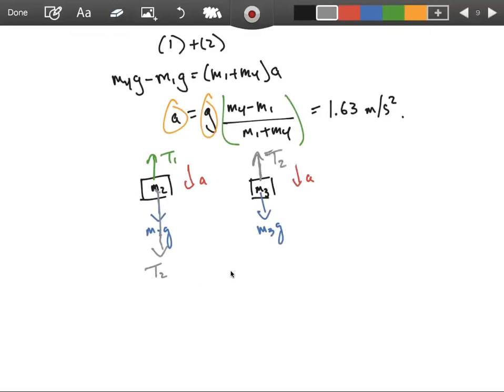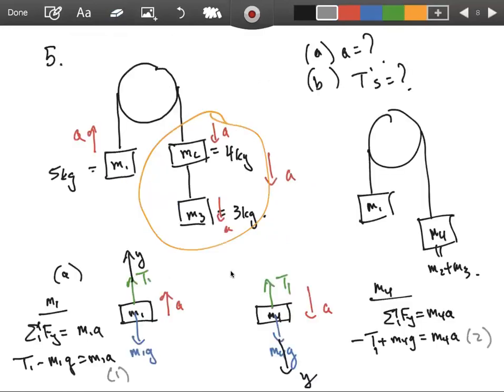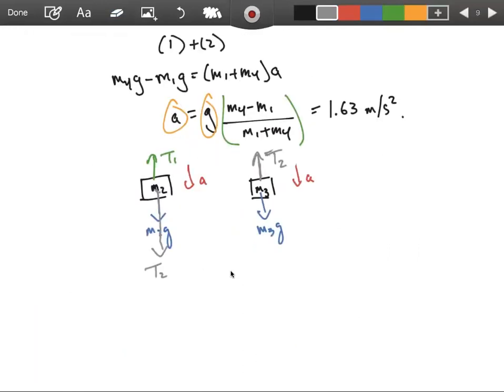So basically, overall I have two tensions, the tensions in each of the two strings. What I can do is use either equation 1 or equation 2 to solve for T1, since now I know the acceleration. And then I can get T2 by looking at either M2 or M3. Which one do I use? Ultimately it doesn't matter, it's going to give me the same T2. But typically we want to use whichever one is easier.